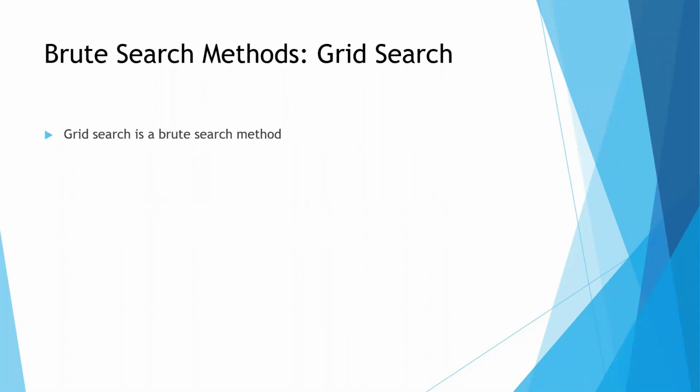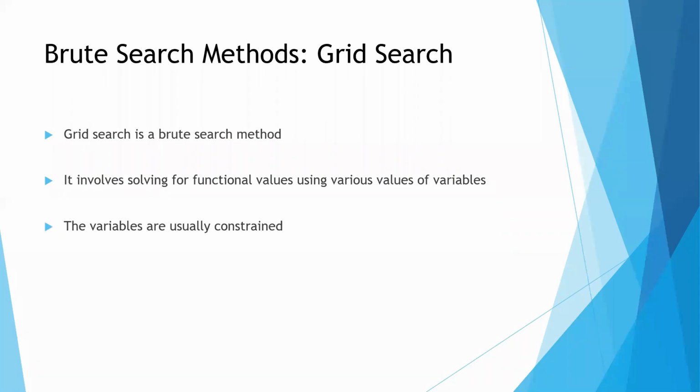Now, grid search is a brute search method. By definition, brute search means you're just putting the values of the variables and trying to get the functional values and then deciding which is maxima or which is minima. So it involves solving for the functional values using various values of variables. Basically, there are two variables, you take different values for them and try to get the functional values. And then you compare these functional values to see whether it's a minima or maxima.